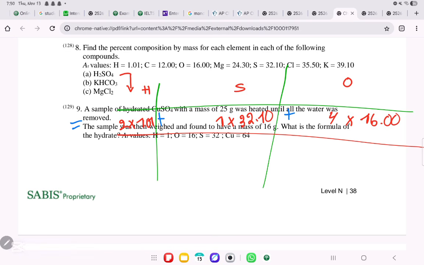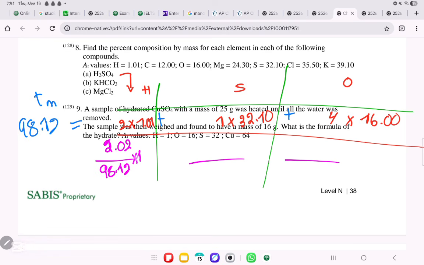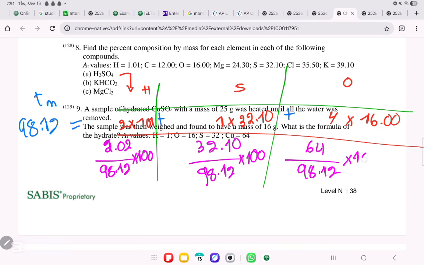So 2 times 1.01 plus 1 times 32.10 plus 4 times 16 gives me a total mass of 98.12. Now, how do I find the percentage mass? It's mass over total mass times 100. So 2.02 over 98.12 times 100, then 32.10 over 98.12 times 100, and then 4 times 16, that's 64 over 98.12 times 100.